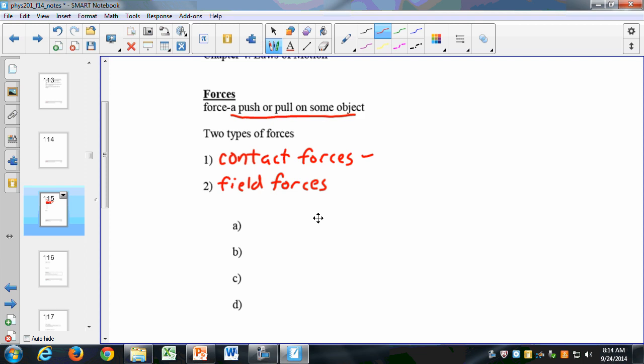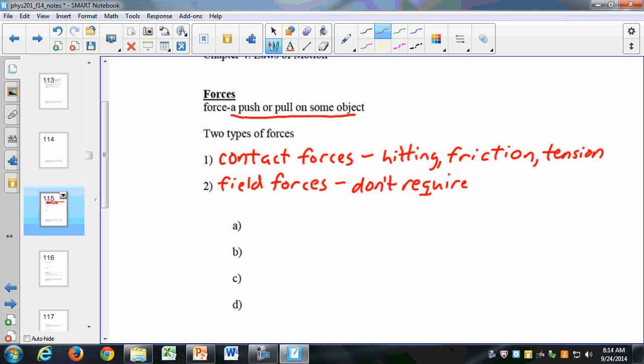Contact forces require contact, so hitting something, friction, tension, all these are contact forces. And field forces don't require contact. We'll talk about these a little bit more. Towards the end of the semester, we'll deal with field forces more. We'll deal with gravitational fields, and then next semester we'll get into electric fields.